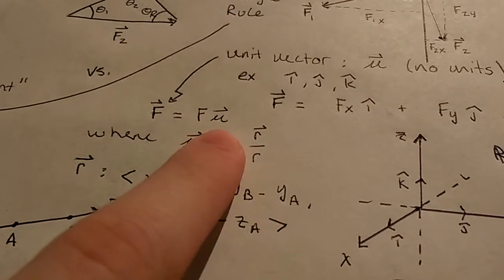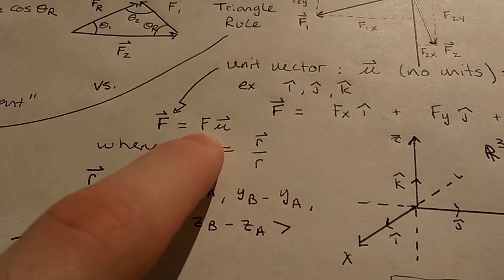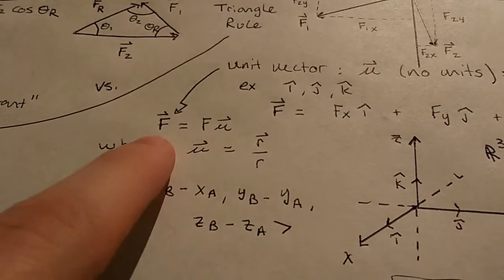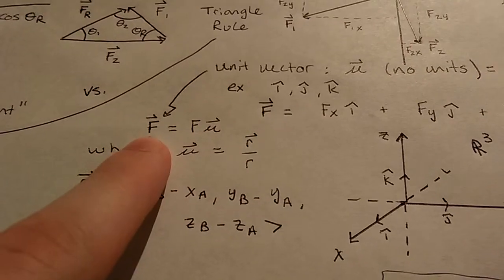So if you want to look at it yet another way in terms of the unit vector, you're scaling the unit vector by the magnitude to find. So if this is the direction and that's your magnitude, you have a full vector.